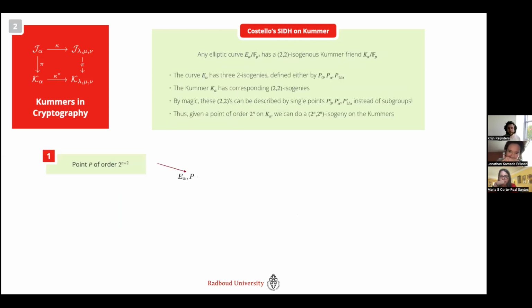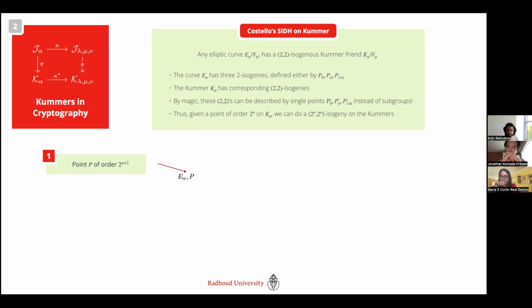So rephrasing this, we get that any elliptic curve E alpha has a 2-2 isogenous Kummer friend K alpha. And actually, what Costello observed is very interesting. It says that it's actually a bit deeper than this, because our original curve E alpha has 3 2-isogenies that we know are rational, because we have this rational 2-torsion P0, P alpha, and P1 over alpha. And it turns out that this Kummer surface K alpha has similarly corresponding 2-2 isogenies, which you can also similarly describe by single points P0 prime, P alpha prime, and P1 over alpha prime on the Kummer surface. Usually for 2-2 isogenies, maybe you notice, you need specific subgroups, but in this case, we can actually work with the single points and identify subgroups with them.